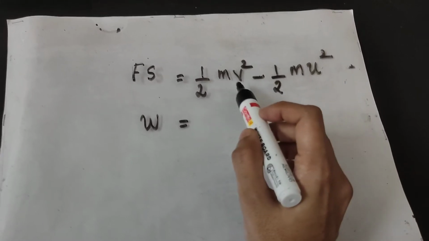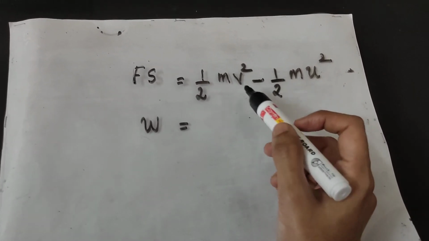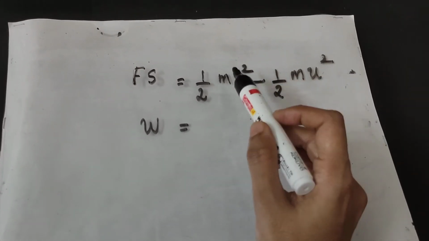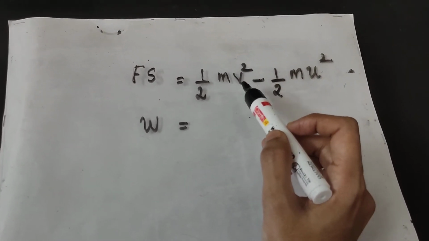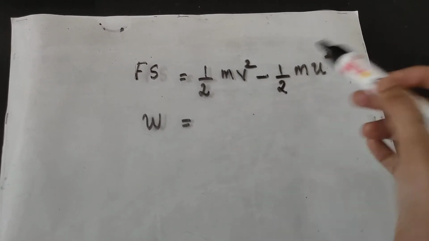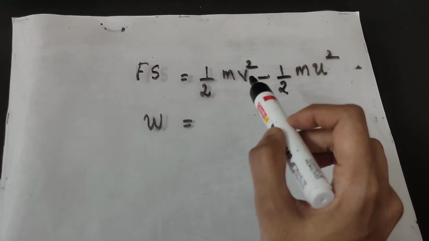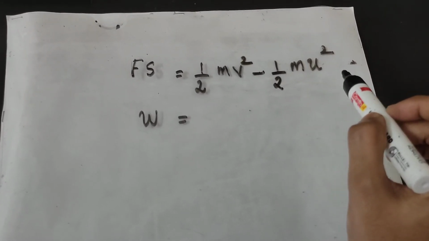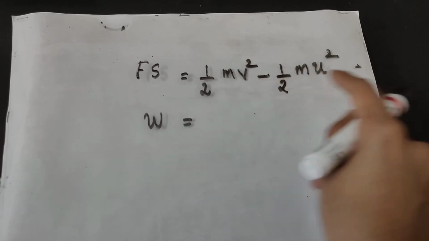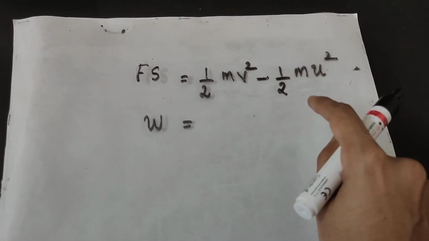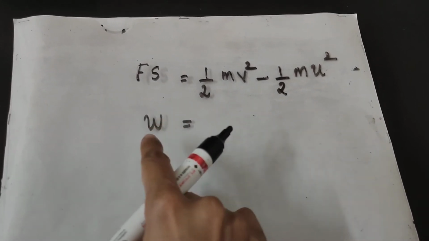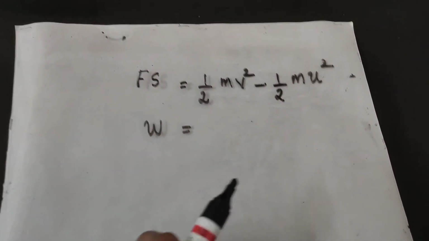What is half mv square? Half mv square is the equation for kinetic energy, where v is the final velocity and u is the initial velocity. So what is half mv square minus half mu square? This is final kinetic energy and this is initial kinetic energy. So this is the change in kinetic energy. So work done is equal to change in kinetic energy.